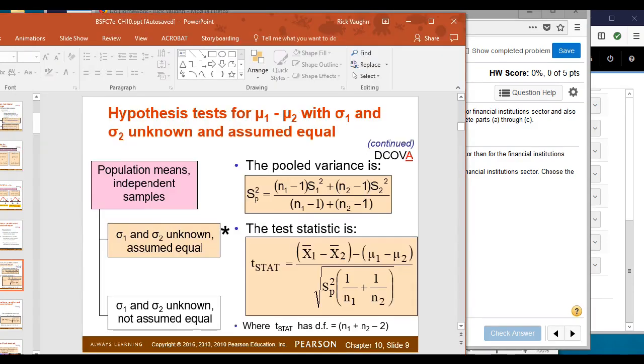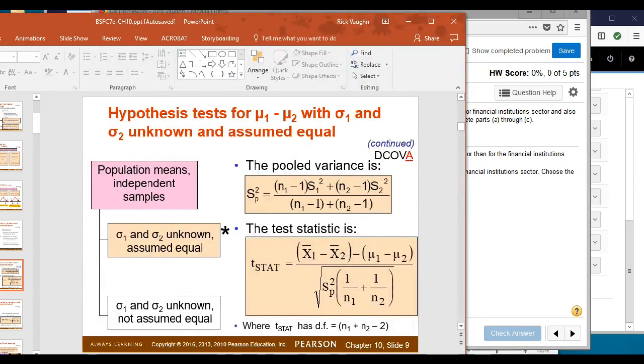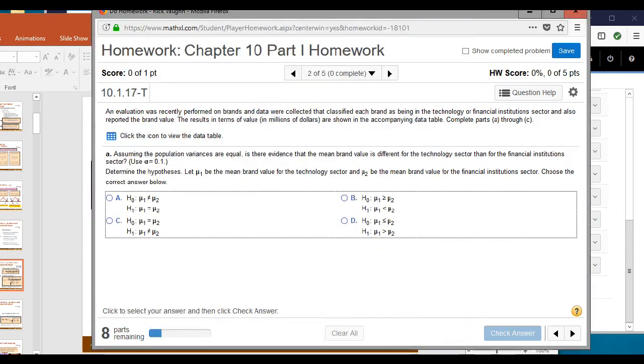Again, the population standard deviations are unknown, but assumed equal. It tells us the variances are assumed equal, and so we're going to use the pooled variance and again the T statistic formula, much like we did in question 1. So we'll start over here by looking at the hypothesis.